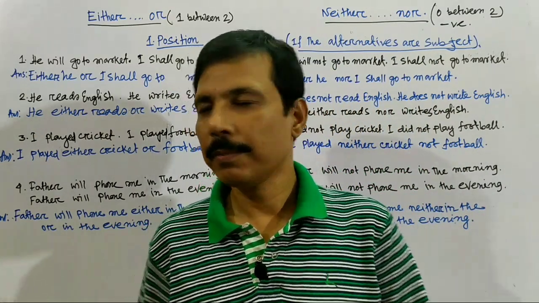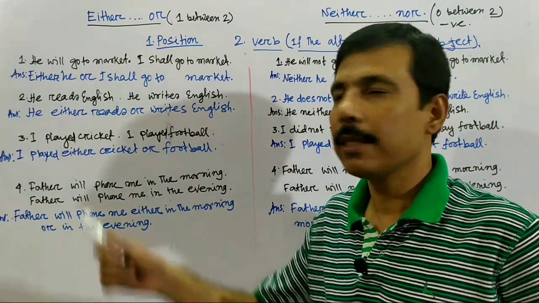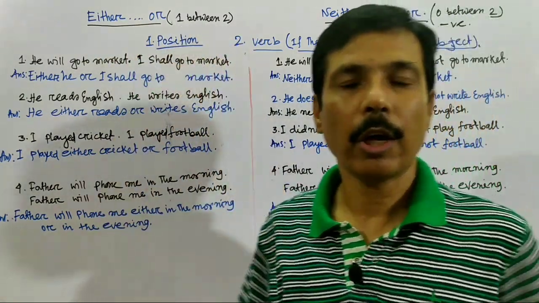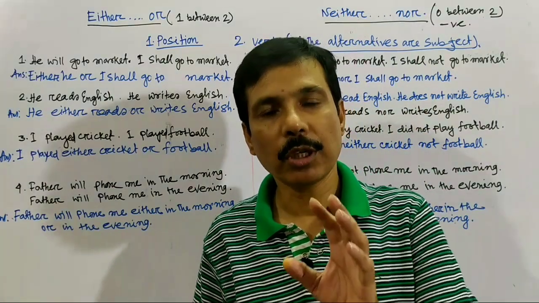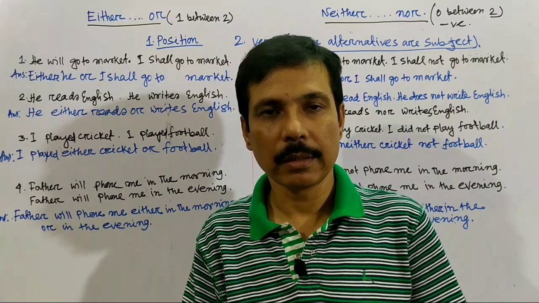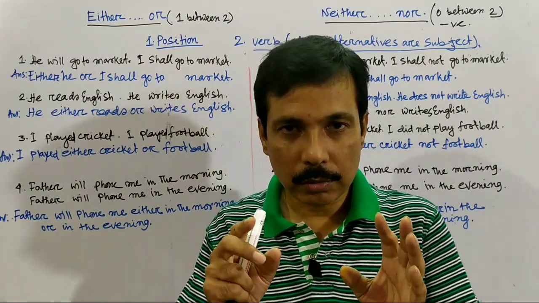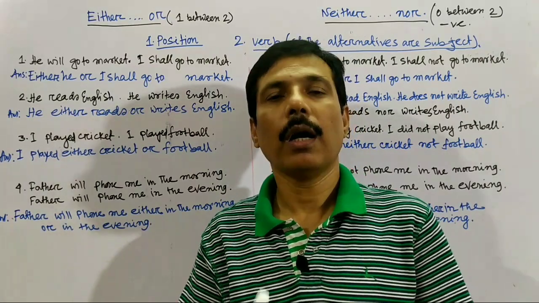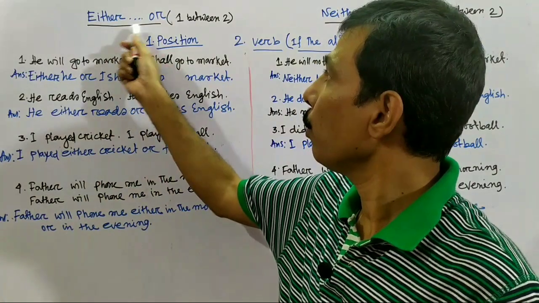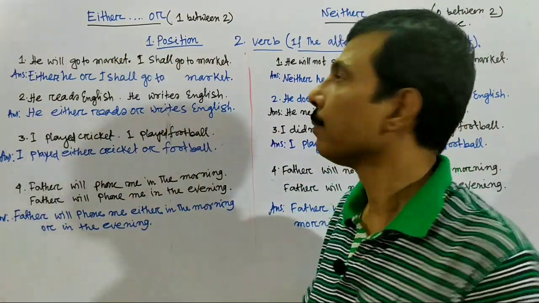So let's start. At first, either or, neither nor. What does it mean? Either or means one between two. There will be two options, and one option is taken. Between the two things or two persons, you have to choose one. So in that respect, one between two, you will have to use either or.